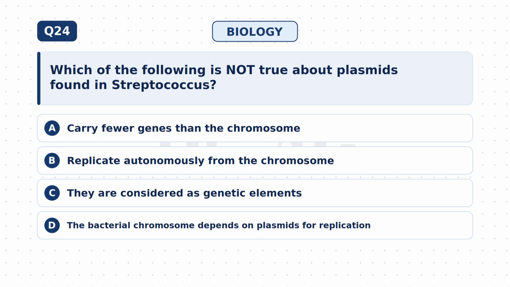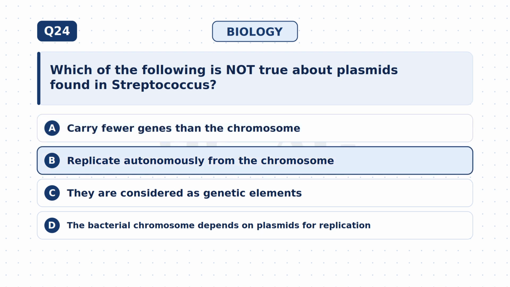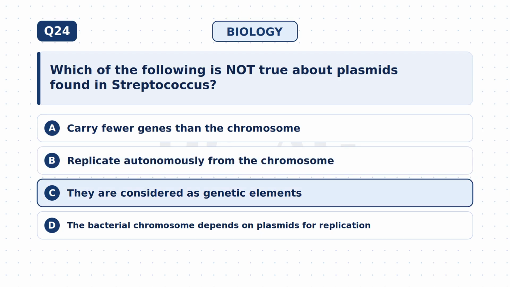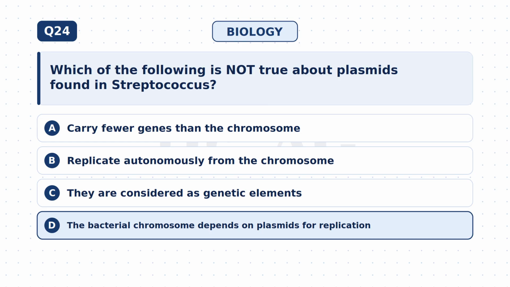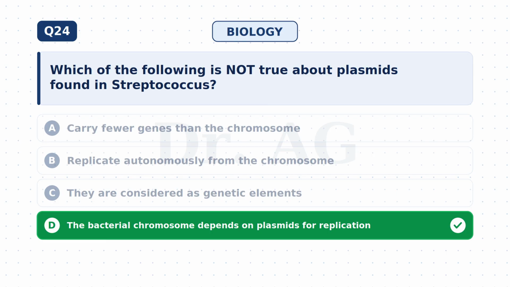Question 24. Which of the following is not true about plasmids found in Streptococcus? Option A, carry fewer genes than the chromosome. Option B, replicate autonomously from the chromosome. Option C, they are considered as genetic elements. Option D, the bacterial chromosome depends on plasmids for replication. The correct answer is D, the bacterial chromosome depends on plasmids for replication.